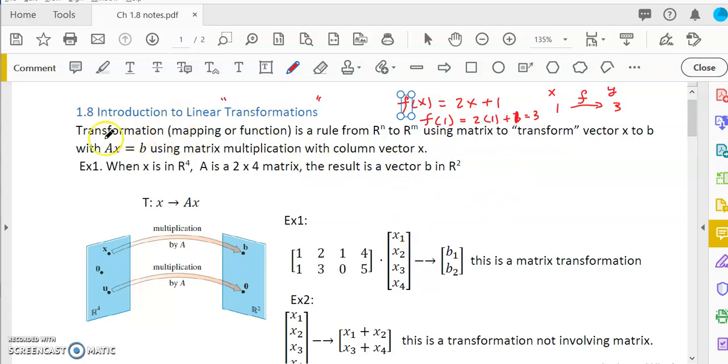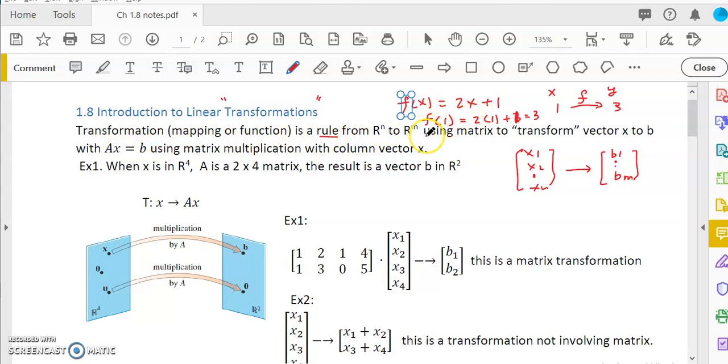So let's read what is a transformation. A transformation or a mapping or function is a rule from not a number R, but R to the power n. That means you plug in not just one number x, you plug in x1, x2, all the way to xn, the column vector, to a function, and then your answer is not the same R^n, but another one, b1 all the way to bm. So it could be a smaller vector, it could be a larger vector. This rule is the rule you specify.